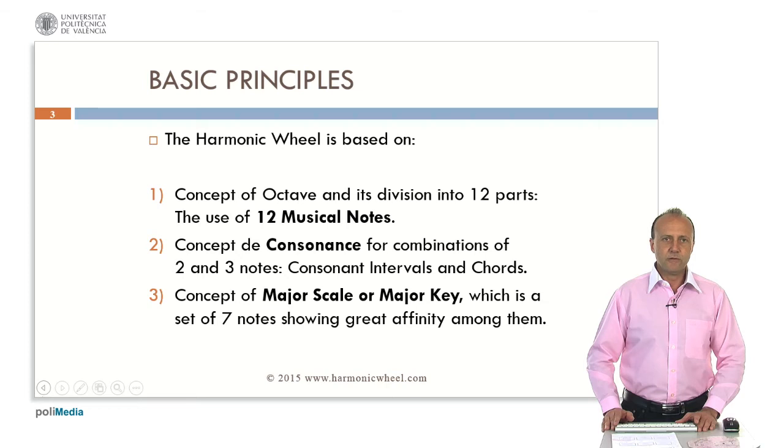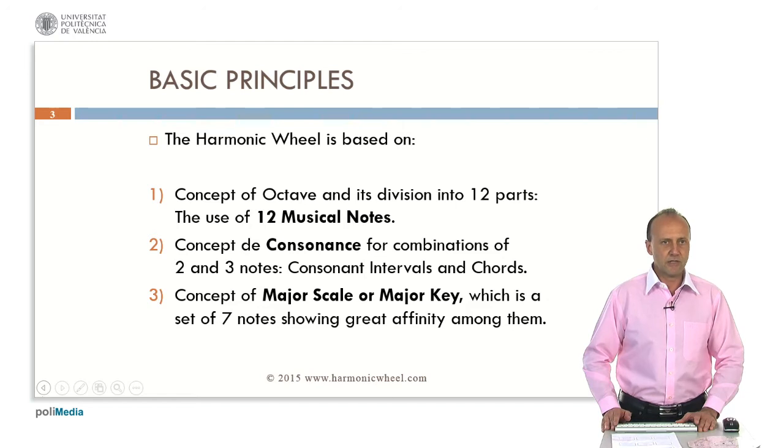From my point of view, the basic principles in Western music are three. First, the concept of octave and its division into 12 parts. It means that we use 12 musical notes. Second, the concept of consonance for combinations of 2 and 3 notes, that is, consonant intervals and consonant chords. And third, the concept of major scale or major key, which is a set of 7 notes showing great affinity among them. Now I am going to represent these basic principles graphically.